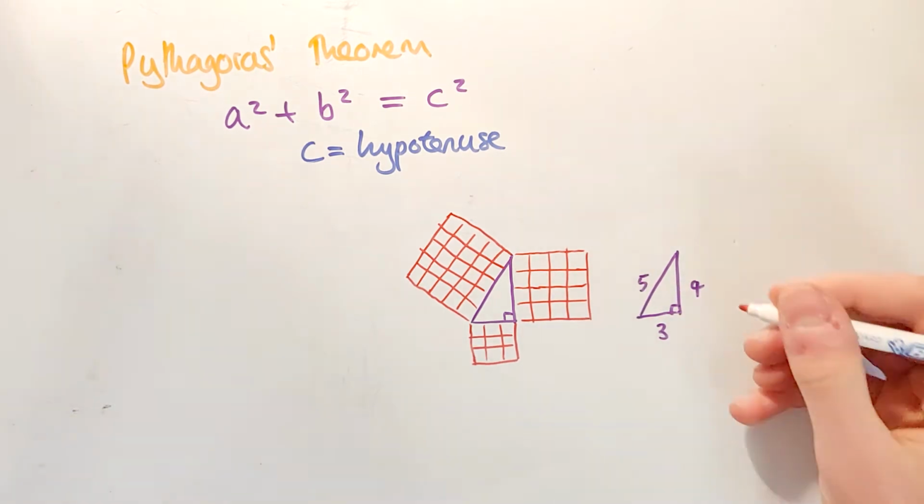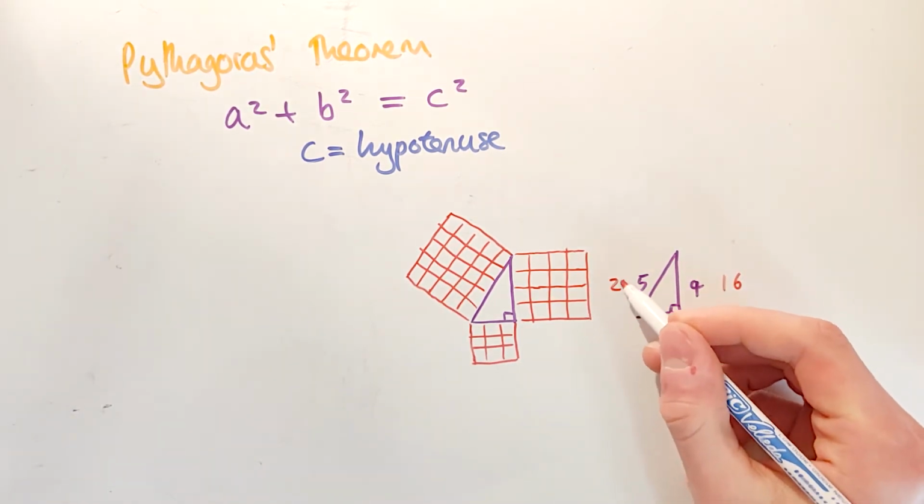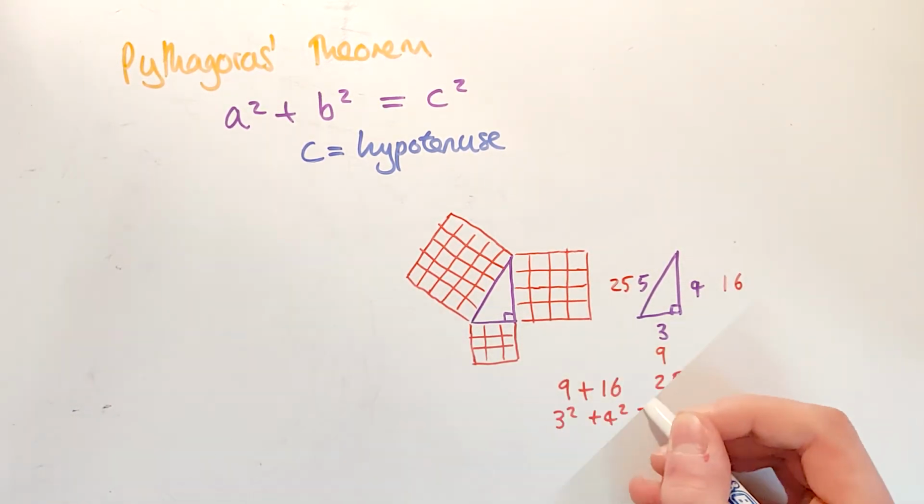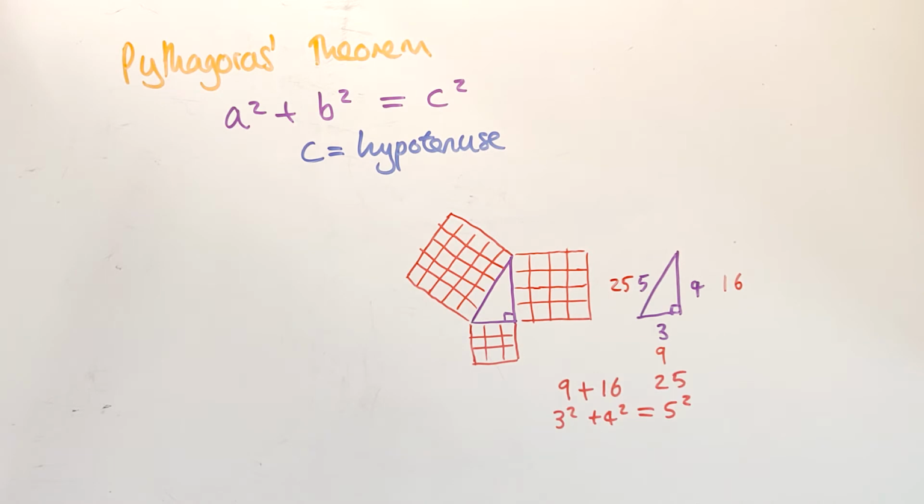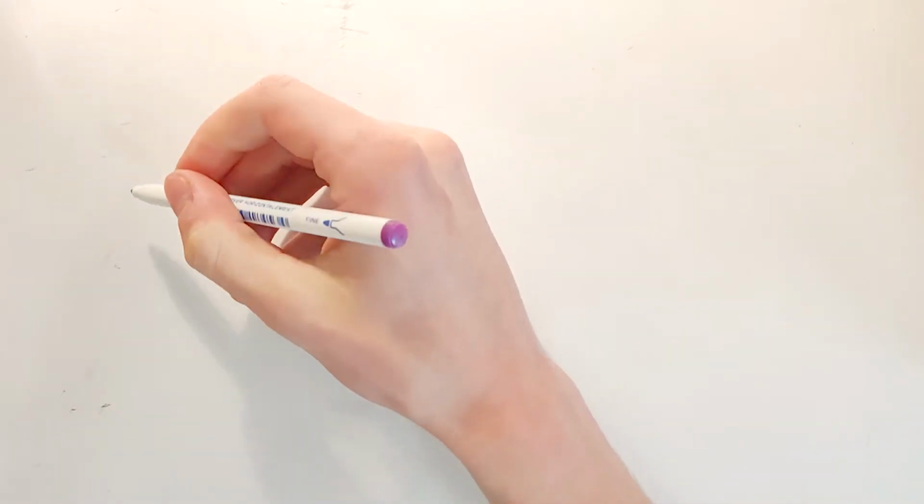Let's divide them up into equal area squares to see this. The two smaller squares have areas of 9 and 16, and the hypotenuse square has area of 25, showing that the theorem works. Let's look at some examples.